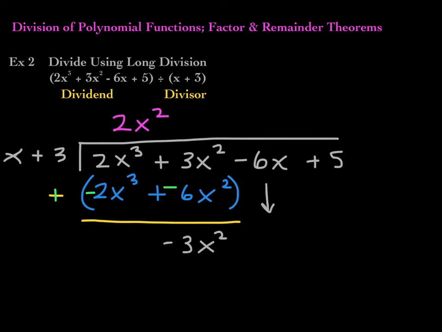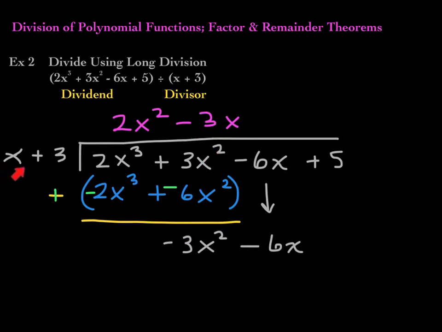Bring down the next term in your dividend, and then start the whole process over again. That is to say, focus on the first term of your divisor and this first term here. What do you multiply x by in order to get negative 3x squared? X times something gives me negative 3x squared. Well, that must be negative 3x. X times negative 3x gives me negative 3x squared.